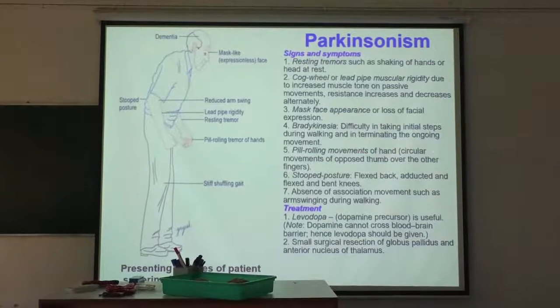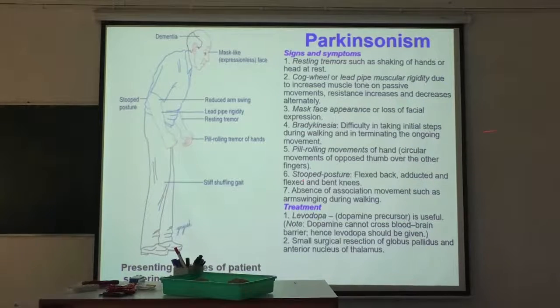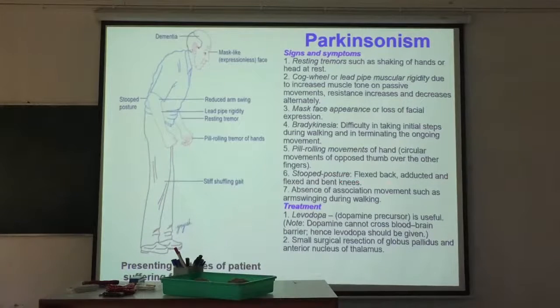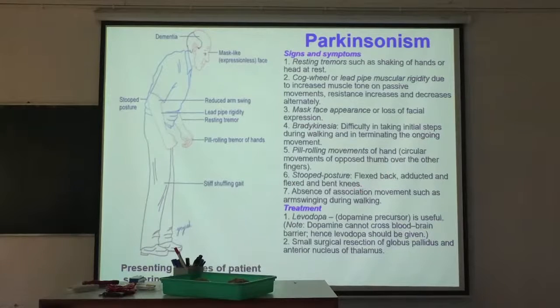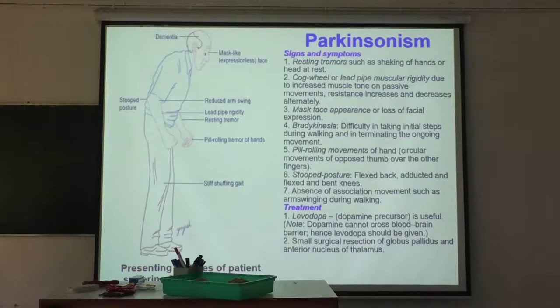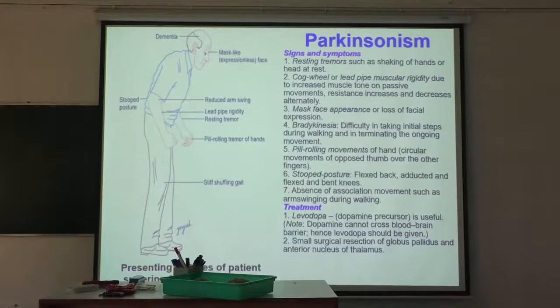Pill rolling movements of hand, that is circular movements of the opposed thumb over the other fingers, pill rolling movement. Stooped posture, flexed back and flexed and bent knees. Absence of associated movements such as arm swinging during walking. So these are the symptoms.